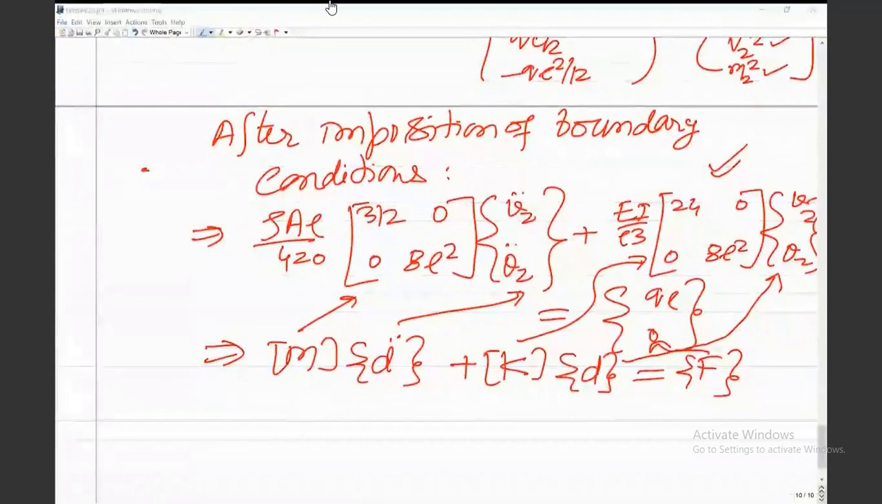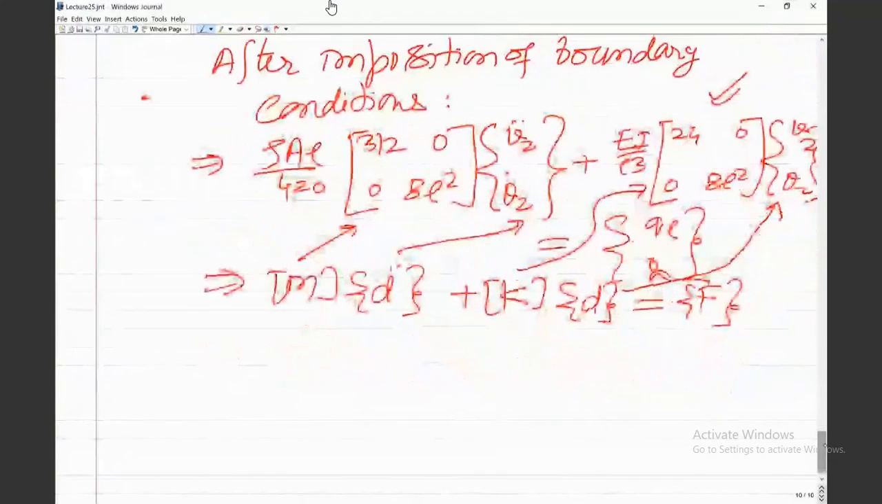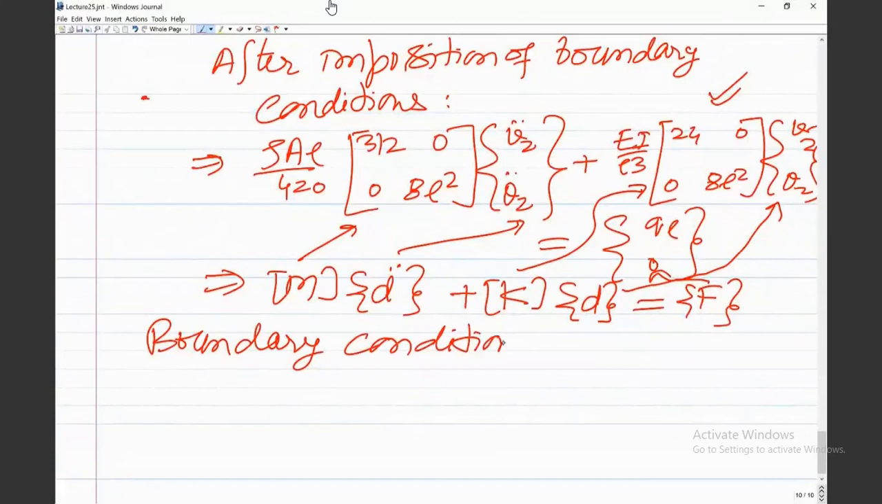Sir, what were the boundary conditions? Boundary condition for this problem? Yes, sir. Okay, then let me write the boundary conditions. If you look at the boundary conditions, the first node is fixed. So the displacement is 0 over there and the rotation is 0.